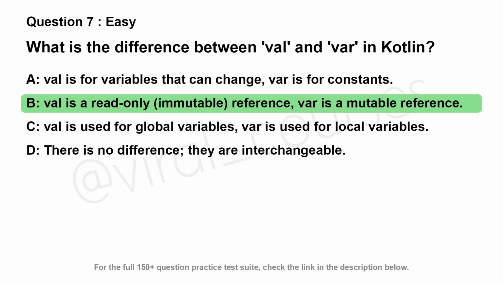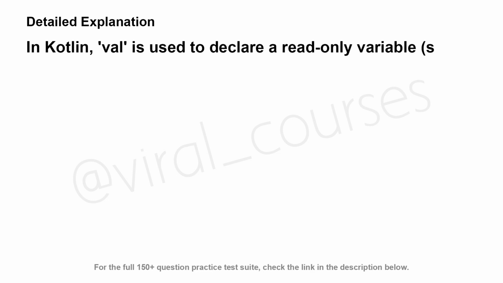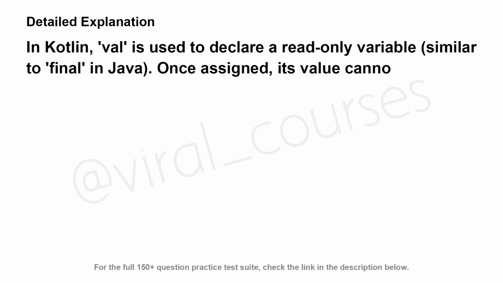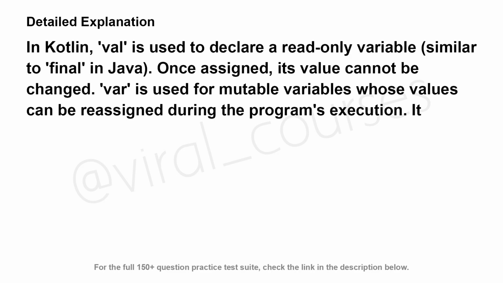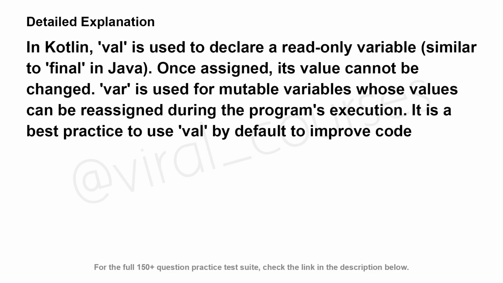The correct answer is B. In Kotlin, val is used to declare a read-only variable, similar to final in Java. Once assigned, its value cannot be changed. Var is used for mutable variables whose values can be reassigned during the program's execution. It is a best practice to use val by default to improve code safety and readability.